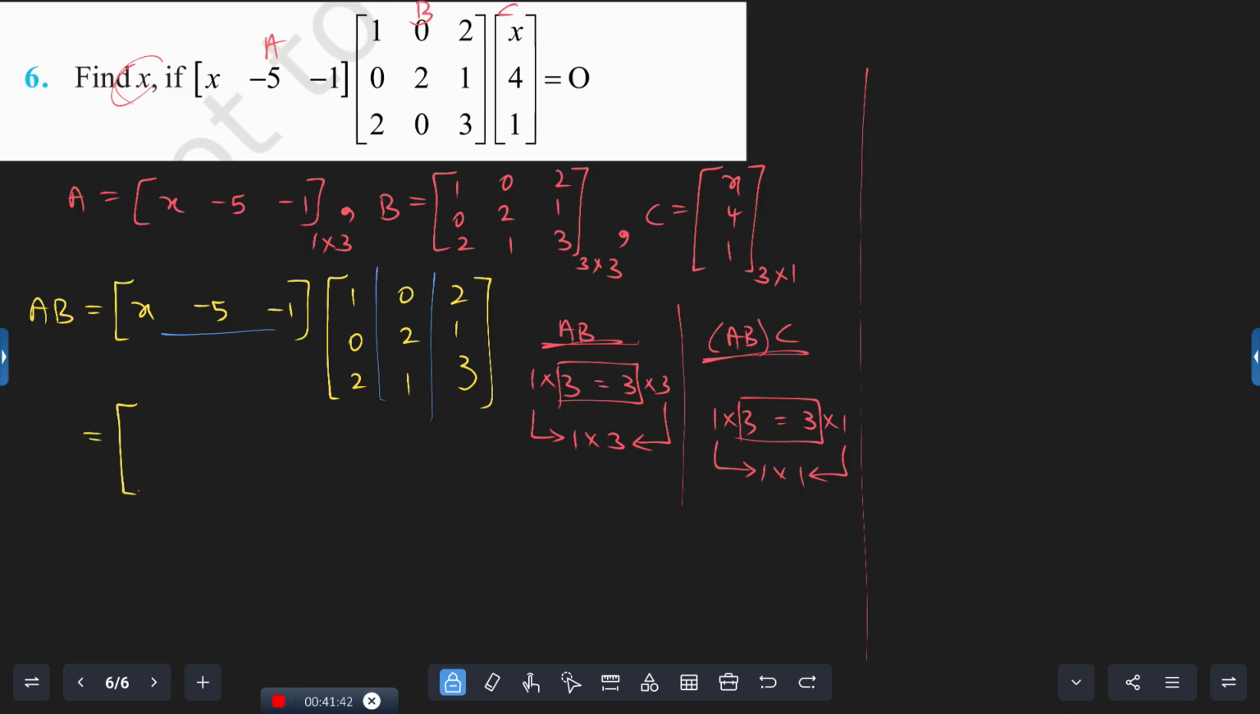See children, be very careful. What is that? x with a 1. 1 into x, x. Plus minus 5 into 0, 0. Minus 1 into 2, minus 2. Next, x into 0, 0. Minus 5 into 2, minus 10. And minus 1 into 1, minus 1 you will be getting. And x into 2, 2x. Minus 5 into 1, minus 5. Minus 1 into 3, minus 3 you will be getting.